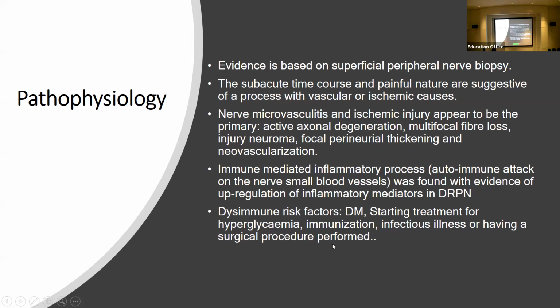And there is another mechanism proposed. There might be some dysimmune or immune-mediated inflammatory process going on, because they find evidence of upregulation of some inflammatory markers in the DRPN. There are some risk factors, such as diabetes, definitely a risk factor. Others include patients starting treatment for hyperglycemia, or some immunization or infectious illness, or a recent surgical procedure. These can trigger this process.